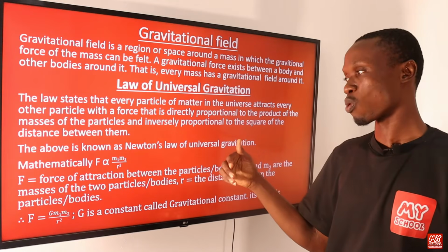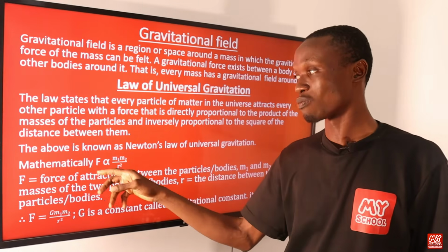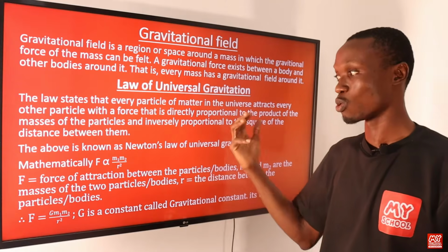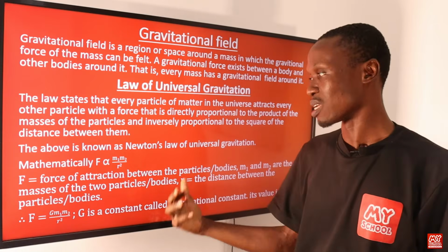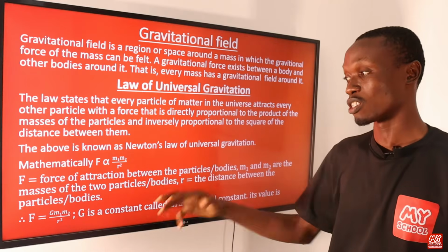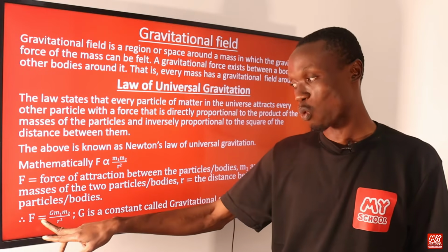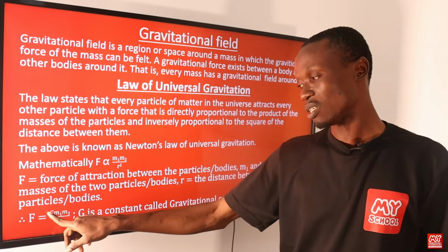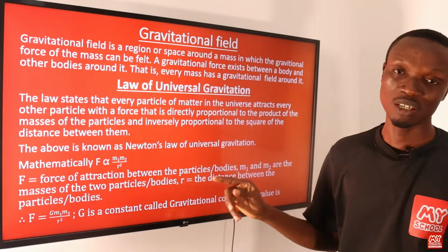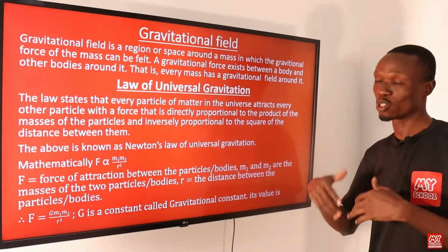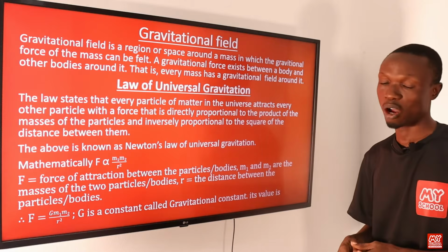Of course, what we have here is just a relationship, so you cannot really do anything with this. In order to be able to make use of this, most especially in calculation, you have to introduce a constant. When that constant is introduced, the symbol of proportionality will change to equals, so that F is equal to G m1 m2 all over R squared, where capital letter G is called the gravitational constant.